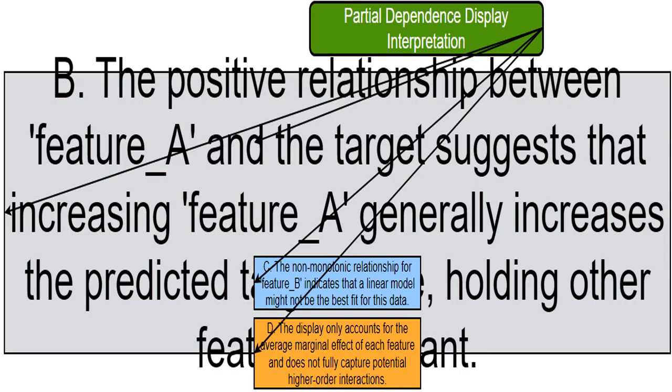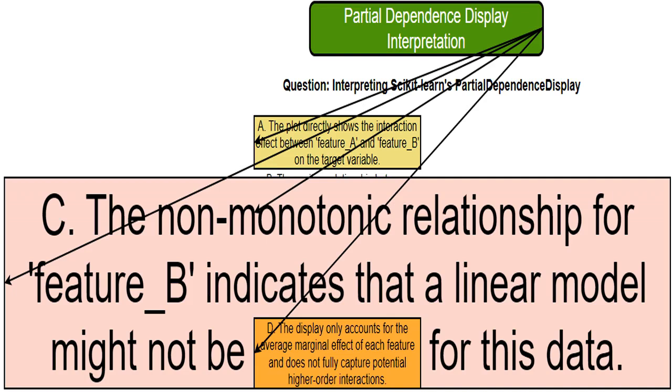If the partial dependence plot shows a positive relationship between feature A and the target variable, it means that as the value of feature A increases, you tend to see an increase in the predicted value of your target variable. Importantly, this is true while keeping the values of all other features in the model fixed at their average values. A non-monotonic relationship means the relationship between the feature and the target isn't simply going up or down.